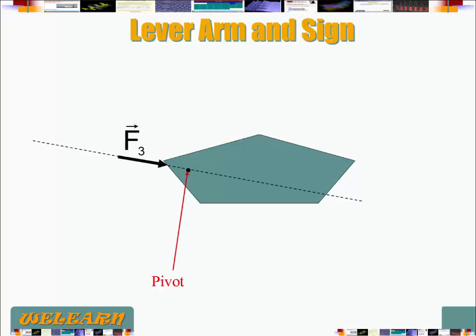What about F3? F3, the line of action is the dashed line here. In this case, it goes actually through the pivot point. So the shortest distance separating that line of action from the pivot point is 0, since it goes through the pivot point. So the torque due to F3 is just 0.